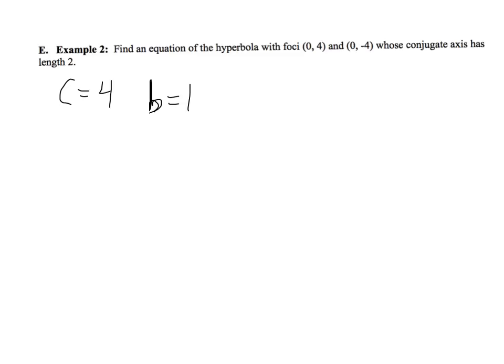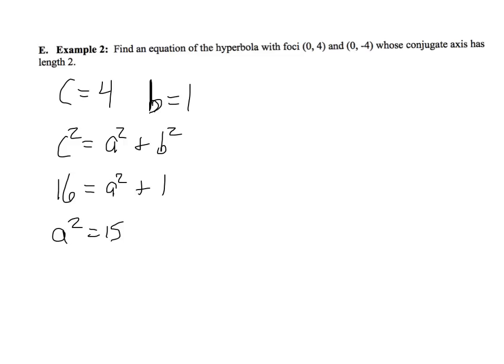So I need to figure out what a is going to be. So I know that c squared equals a squared plus b squared, so I plug in some things. c squared would be 16 equals a squared plus b squared is 1. So I know a squared would have to equal 15, which means a is the square root of 15, or about 3.873.